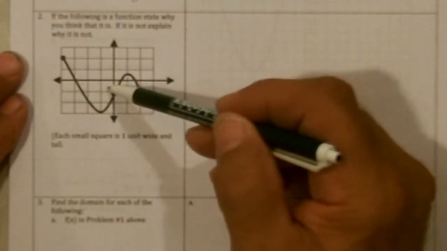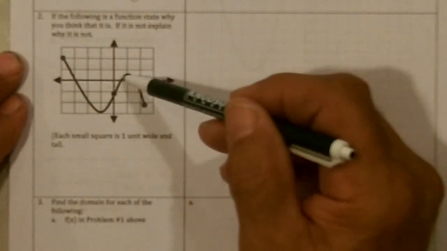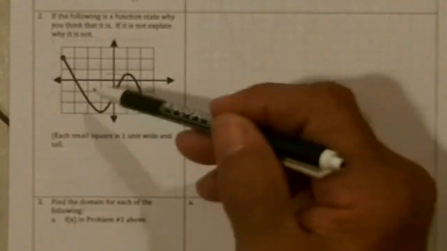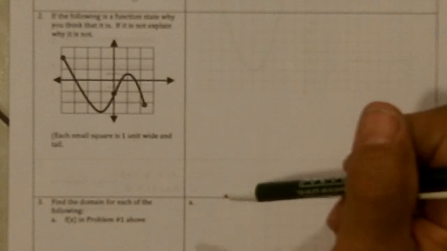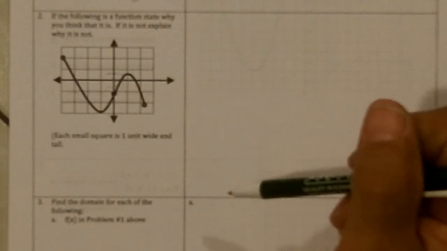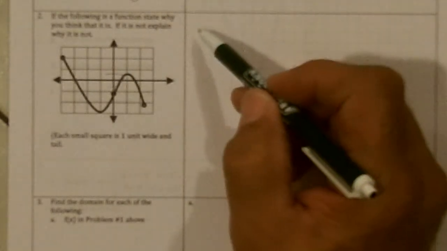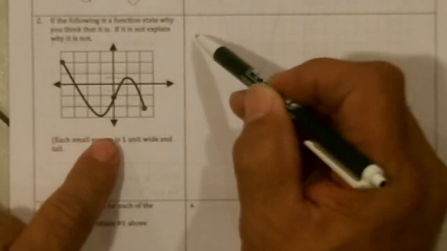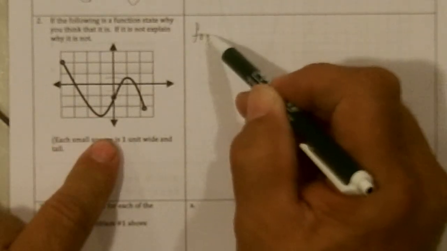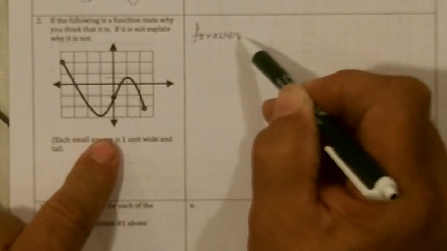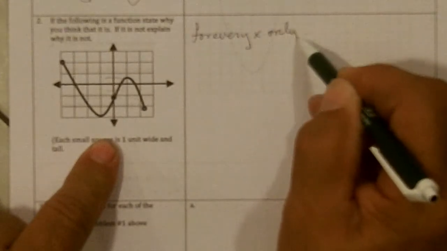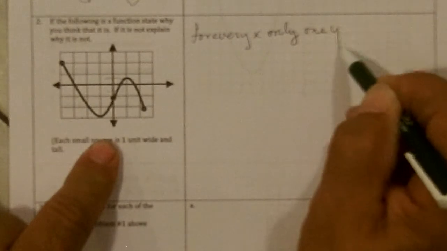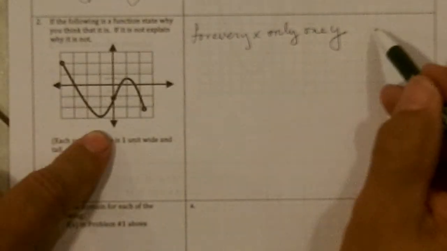Now, several people said that there's not two y's or whatever. They said some really strange things. For every x, there can only be one y. And in this case, that is true.